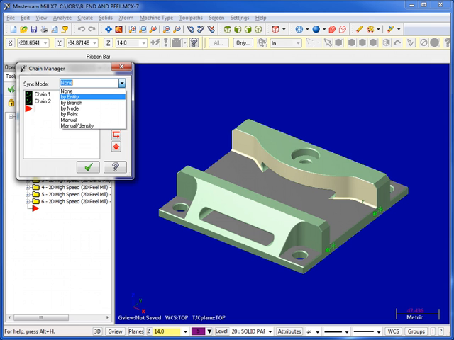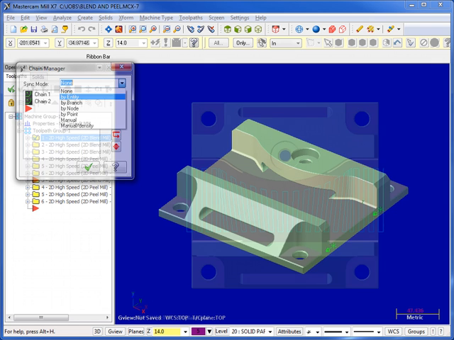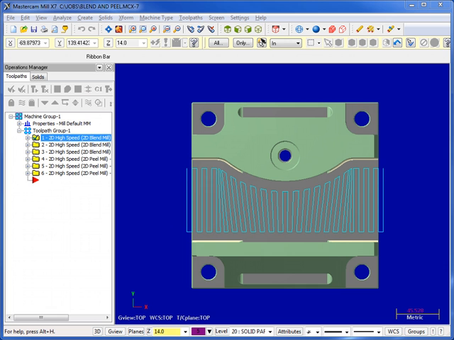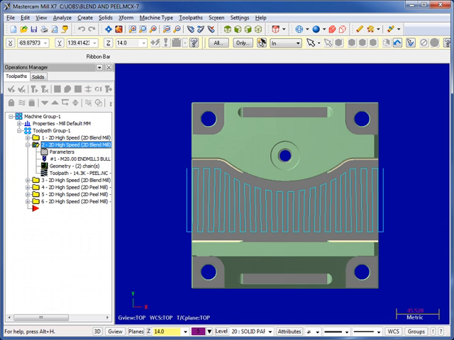X7 blend mill also supports chain sinking when compensation is enabled on the cut parameter page, where previous versions only supported chain sinking when compensation was disabled.